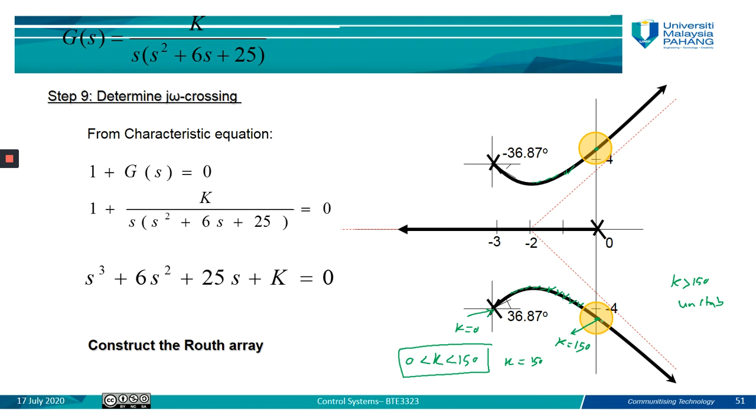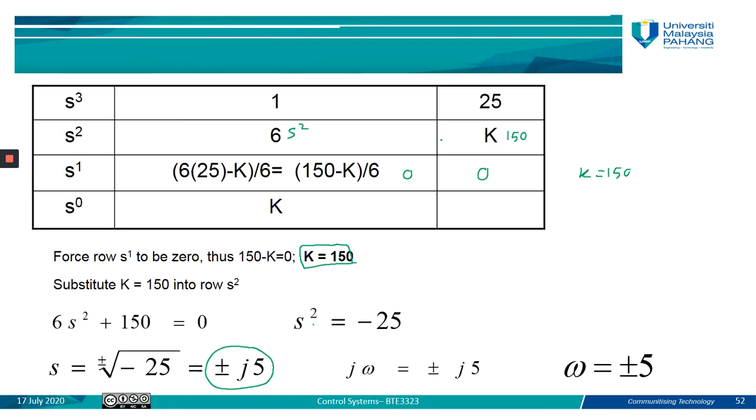Why? Because if k is more than 150, we are going to move on this part. So our poles will be in this area. If the poles are in this area, they will be on the right half plane. This is the right half plane. If you have poles in the right half plane, that means your system is unstable. If the poles are on the left half plane here, your system will be stable. This is how we can use the root locus to calculate the stability of the system.